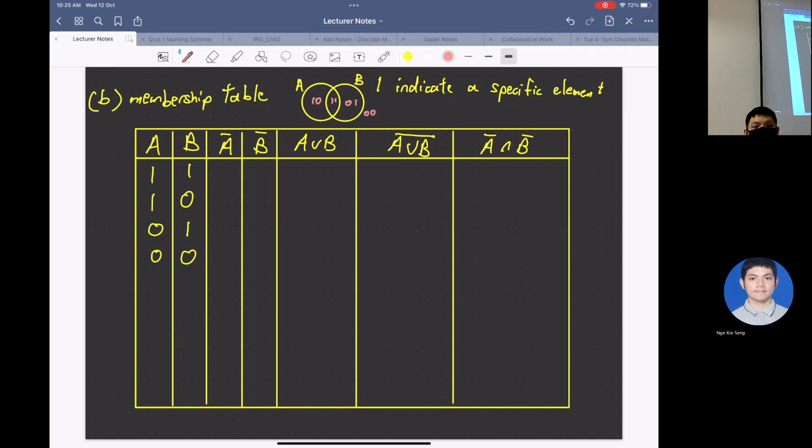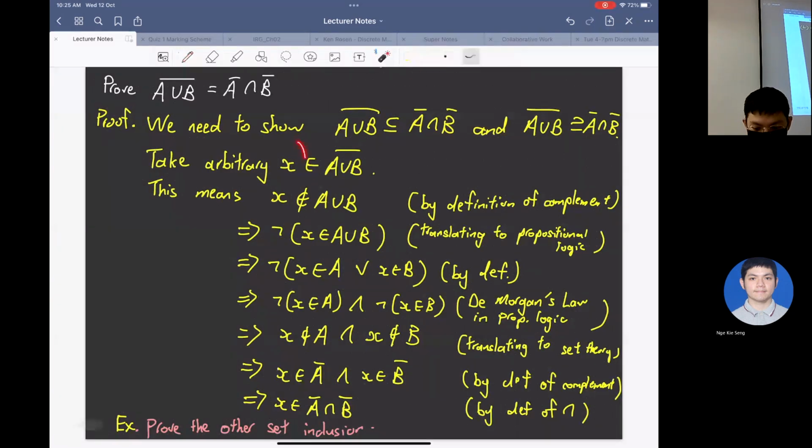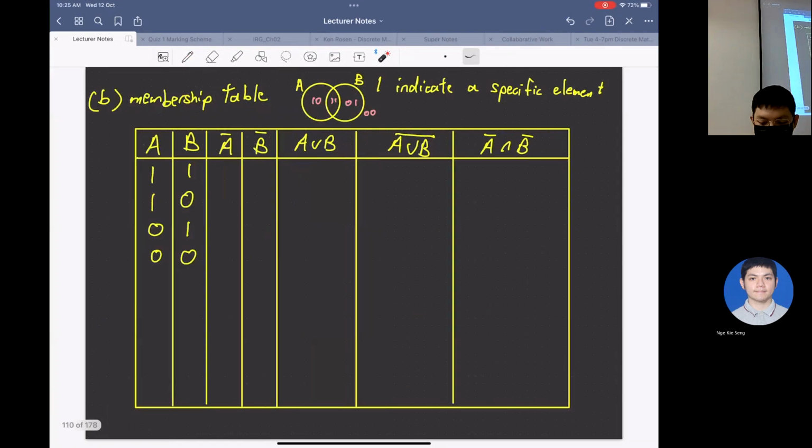Because we want to prove these identities, we need to show it for arbitrary x. So we will see what's going on with each case. If it is in A, then it's not in A bar. If it is not in A, it's in A bar. If it is in B, then it's not in B bar. If it is not in B, it's in B bar, and so on.